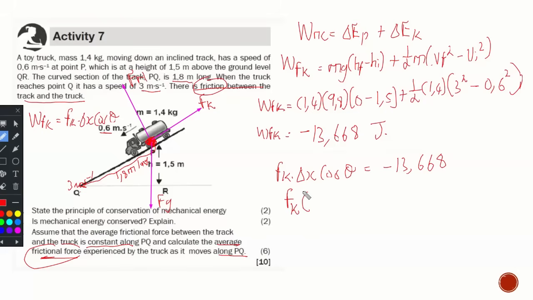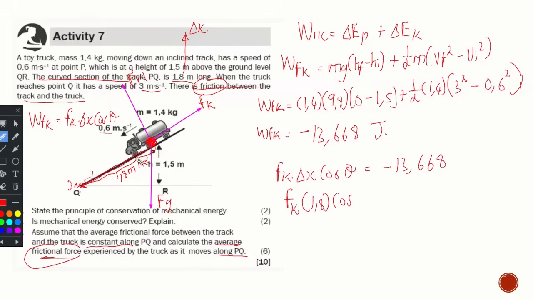But then what is our delta x? Note that when we read here, they said the curved section of the track PQ. So from P to Q is what? 1.8 meters long. This is the displacement, right? So they're saying from P to Q is 1.8 meters long. So we want to have the 1.8, then cos.